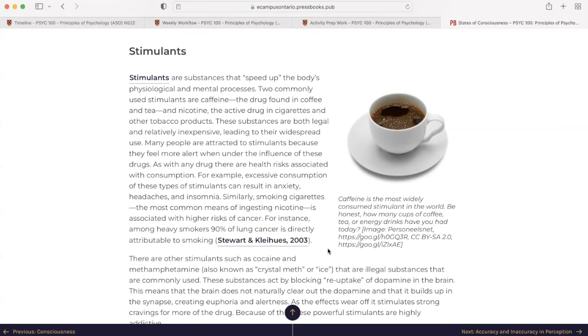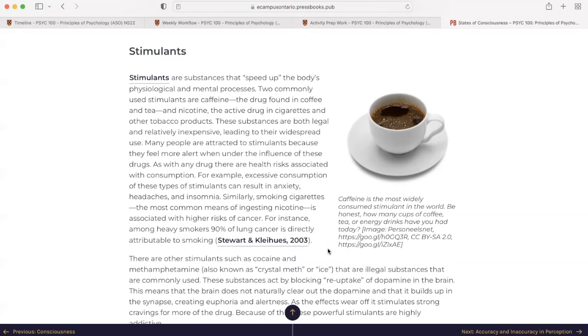All right, let's talk about stimulants. Stimulants are substances that speed up the body's physiological and mental processes. Two commonly used stimulants are caffeine, the drug found in coffee and tea, and nicotine, the active drug in cigarettes and other tobacco products. These substances are both legal and relatively inexpensive, leading to their widespread use.